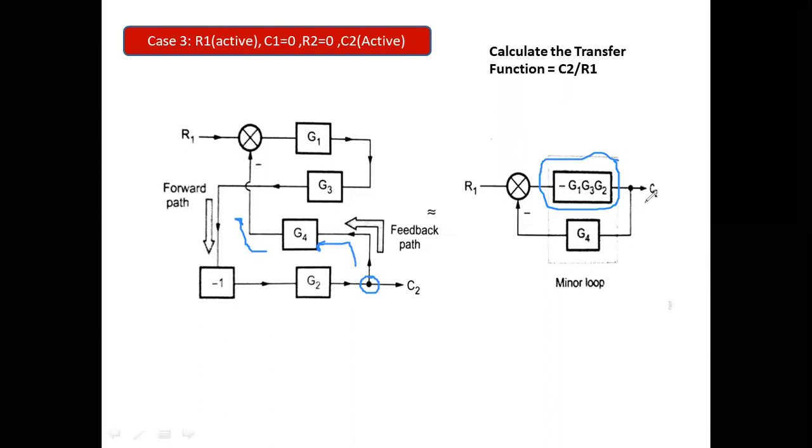So G4 is coming like this, and G4 is coming to the summing point and is making this closed loop system a negative feedback system. And again, this is the G(s) and this is the H(s), and you have to apply the formula of a closed loop negative feedback system, that is G(s) upon 1 plus G(s)H(s). Okay. So this is case 3.